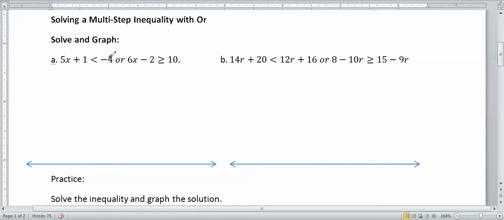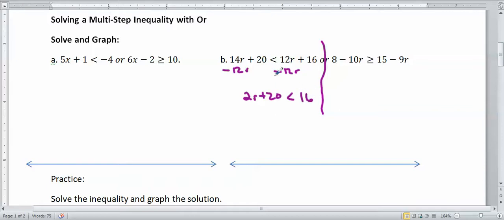So I'm going to start by saying this. These are two separate inequalities. We're going to solve them both independently and then graph them on the same graph. So I'm going to split them up. Solve this one for r first and then solve this one for r second. Now to do that, I need to get rid of one of these r's. So I'm going to take away 12r from both sides. I get 2r plus 20 is less than 16.